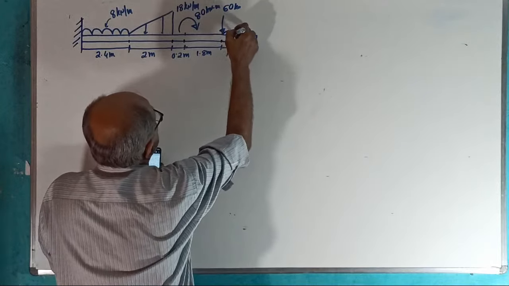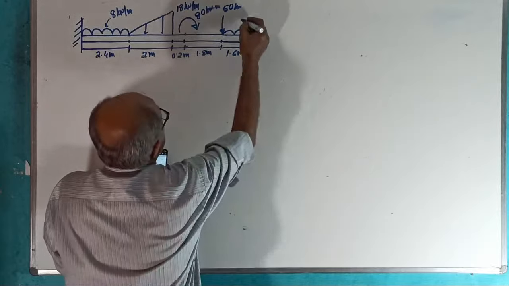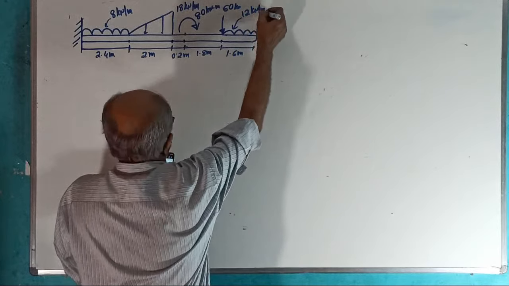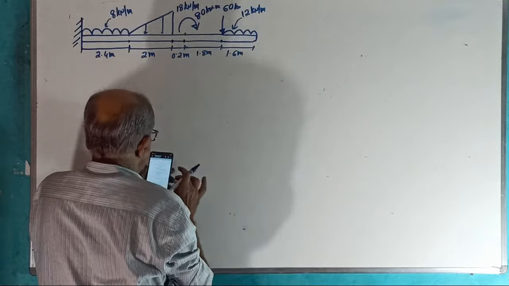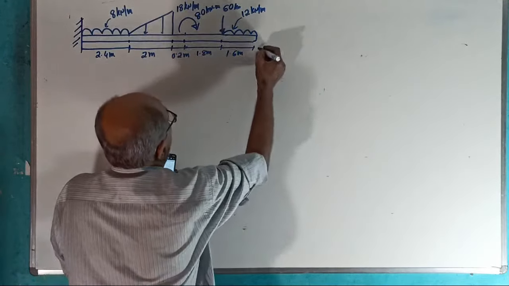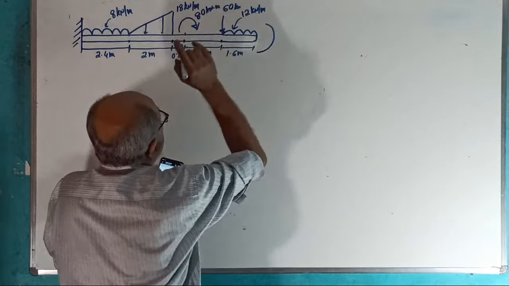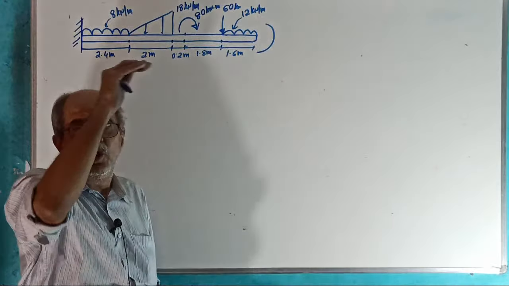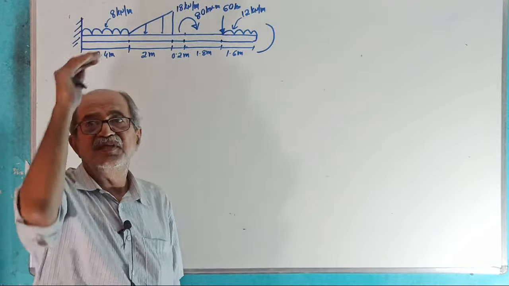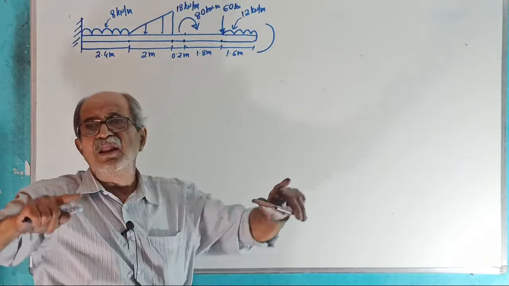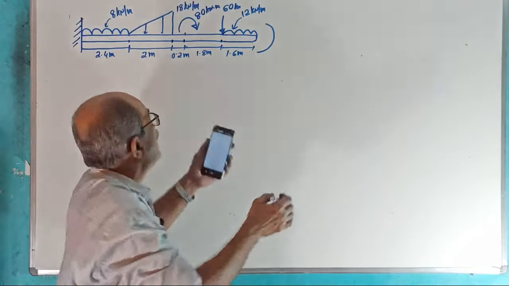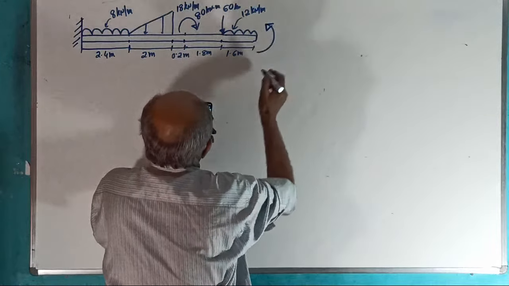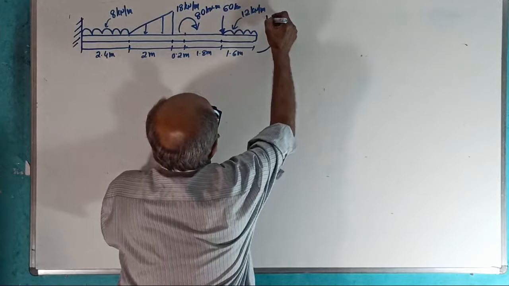Then another UDL of 12 kN per meter. This is a master question. And end one couple is there. What is the couple? Anti-clockwise couple. I told you, if the couple is at the intermediate point, mark this way. I told very clearly, you should remember this way. If the couple is end couple, mark in closing bracket format. This all I told you. Mark in closing bracket format. This is 100 kilonewton meter.